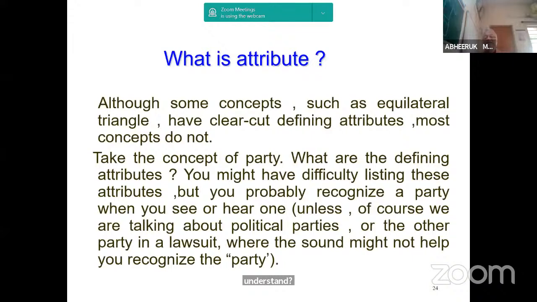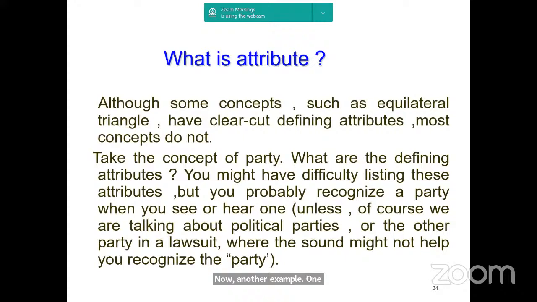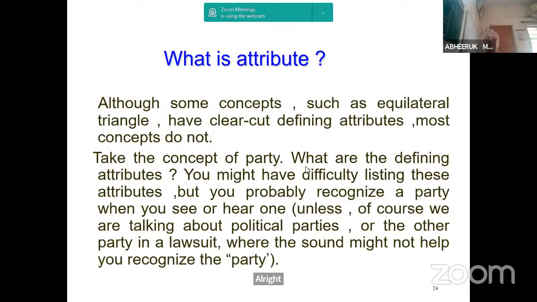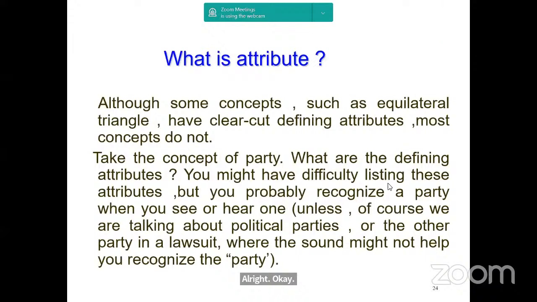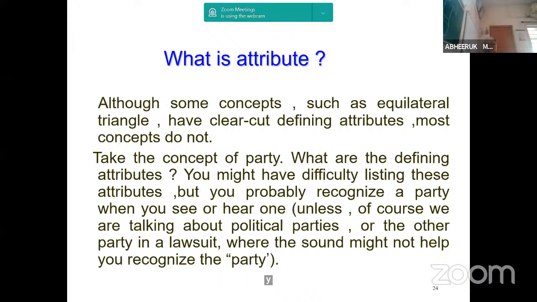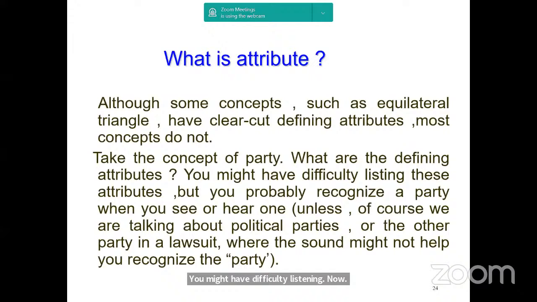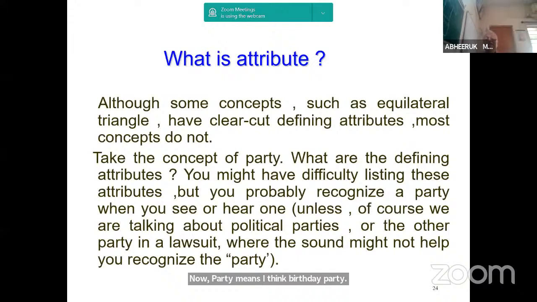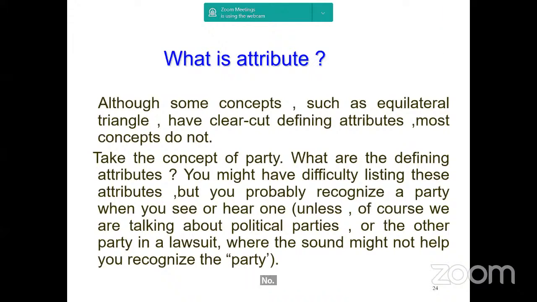Now, another example, the concept of party. Take the concept of party. What are the defining attributes? You might have difficulty listing these attributes. Party means, I think, birthday party, marriage party, lots of parties are there. So, to a child, how will you explain the party? Can you tell the attributes of the party?